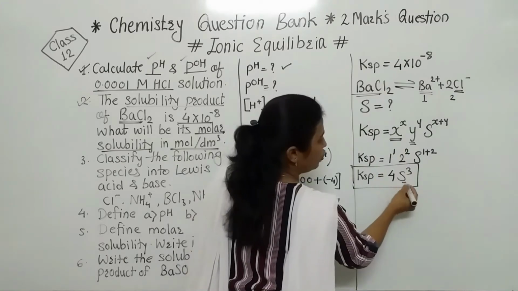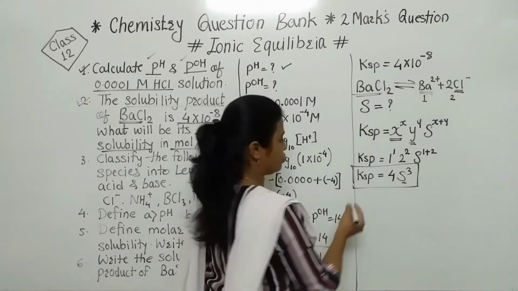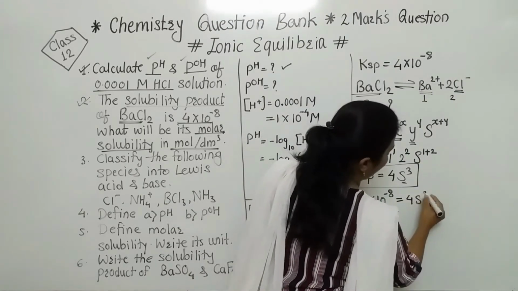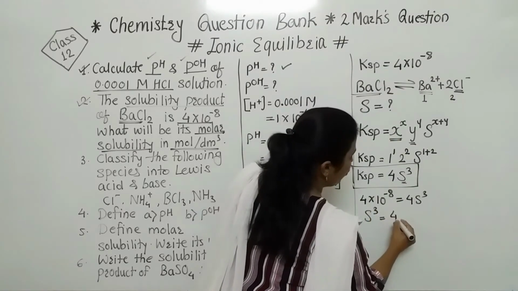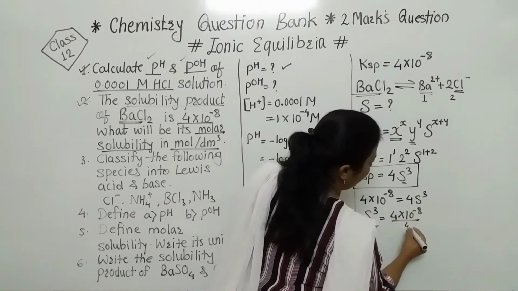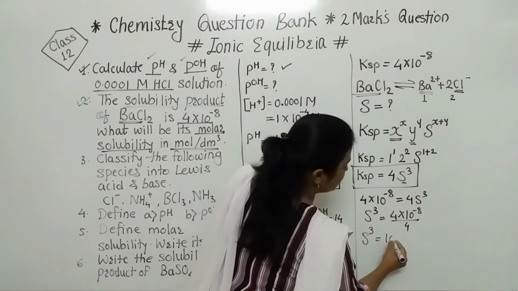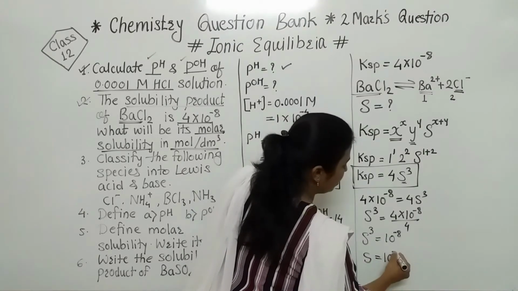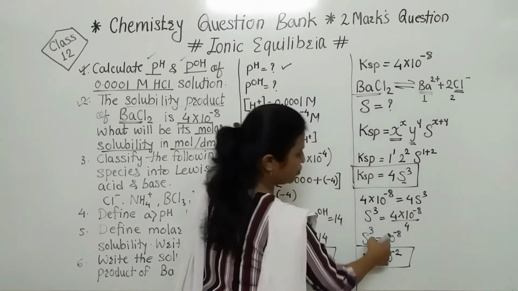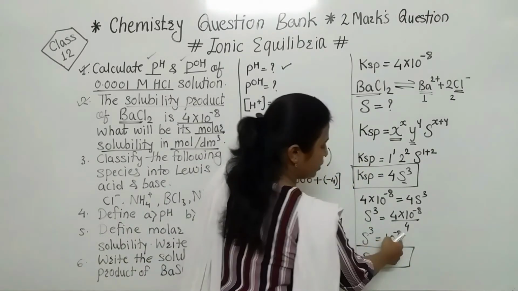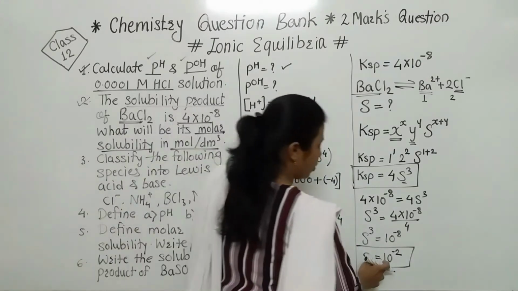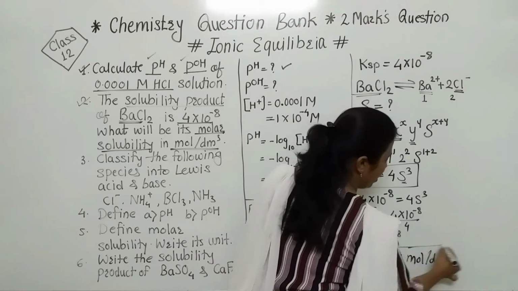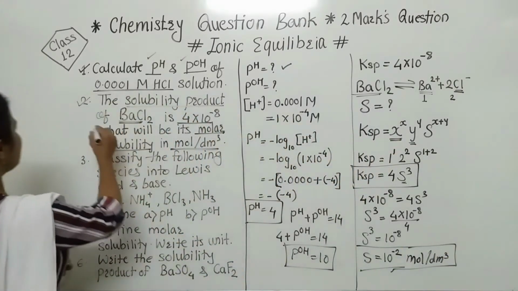Now we have to find the value of S. For that purpose, they have given Ksp. So that value, 4 into 10 raised to minus 8, is equal to 4s cube. S cube is equal to 4 into 10 raised to minus 8 divided by 4. And finally, s cube is equal to 10 raised to minus 8. And the molar solubility is 10 raised to minus 2, because as we know, if we take the cube root of this, then it will be 10 raised to minus 2. Now what will be the unit? That unit will be moles per decimeter cube, and this is the final answer for this second problem.